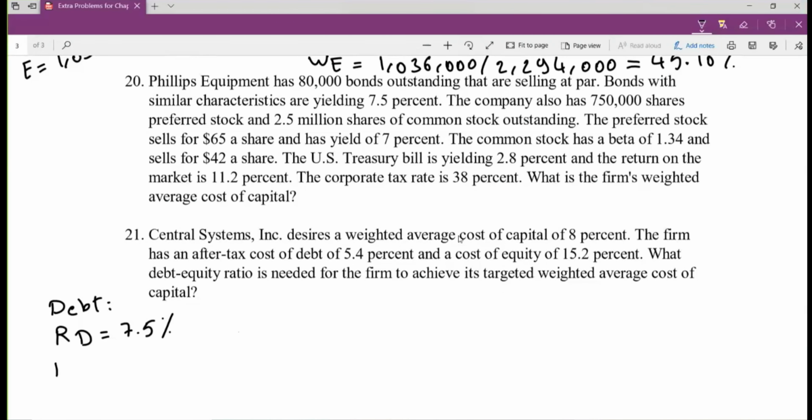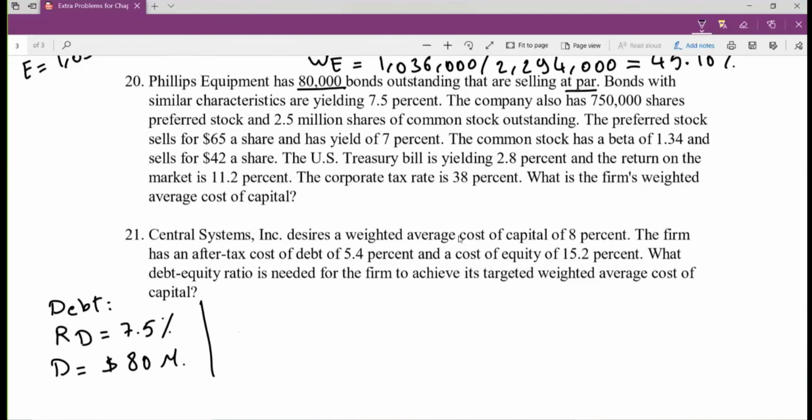The market value of debt is equal to 80,000. The bonds are selling at par. So the price of each bond is $1,000, which is the face value. So this is 80,000 bonds times 1,000. This is equal to $80 million. This is the market value of debt.